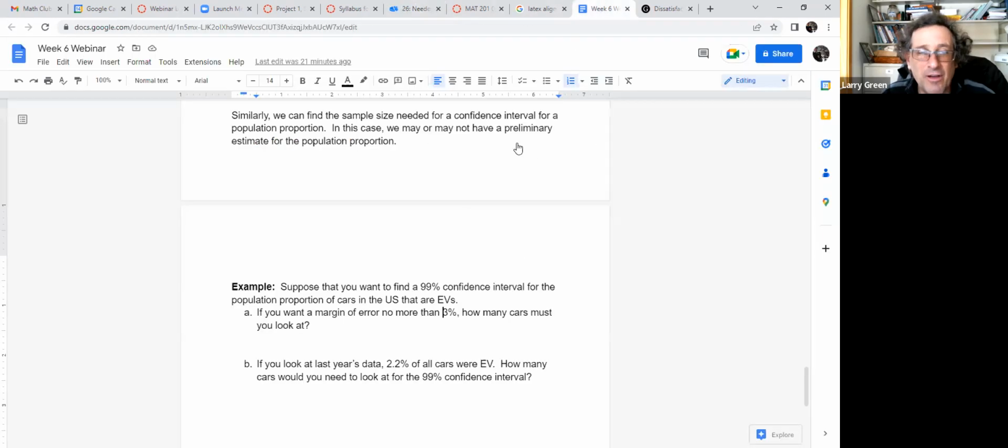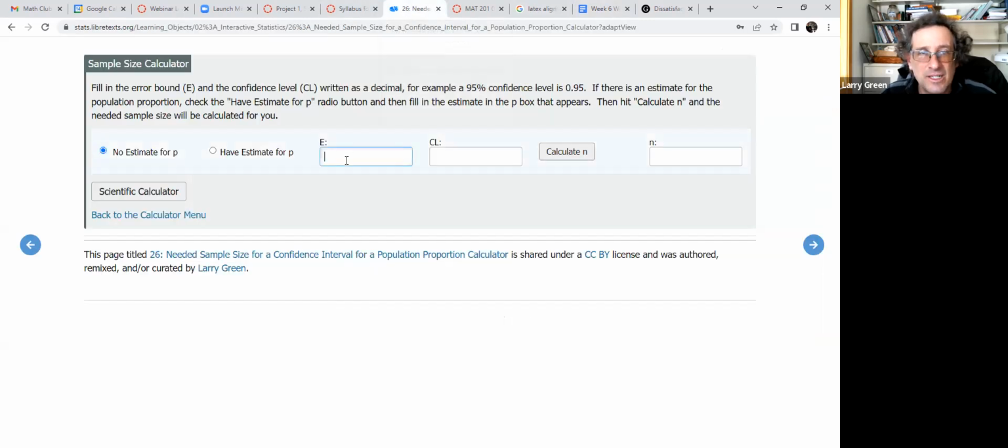Okay, then we read the question again. We want a margin of error of no more than 3%. So I'm going to go 3%. Don't forget, you always have to know how to turn percents into decimals. It's one of the few things in math you have to know for this class. And if you get that wrong, it's going to be a disaster for you, by the way, pretty much for everything we do from now on. So we're going to go 0.03. That's the percent. Okay, confidence level we wanted was 0.99. And hit calculate N.